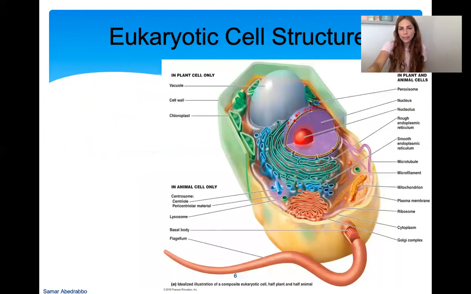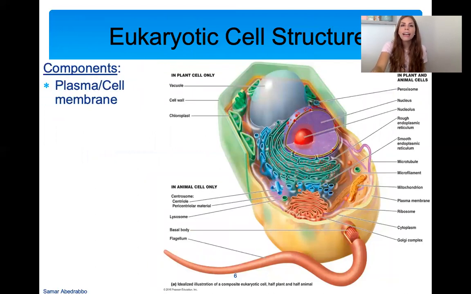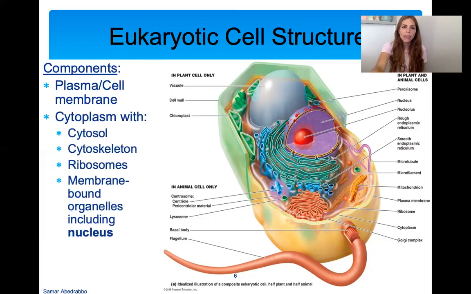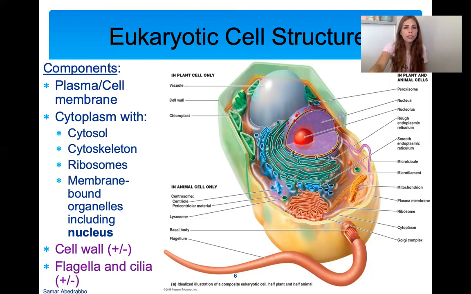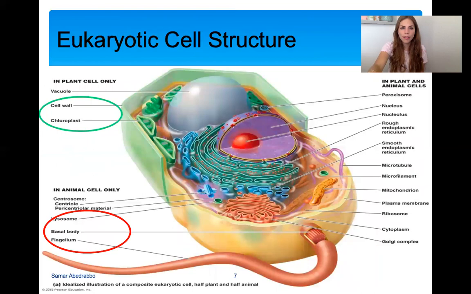Okay, now we're going to focus on eukaryotic cell structure. I'm going to talk in detail about each one, but what we're going to cover in this lecture is, again, the structure and function of the plasma or cell membrane, and then what's inside the cytoplasm. So we're going to talk about all the organelles, ribosomes, briefly about the cytoskeleton, and then the cell wall if it is present in eukaryotic cells. And then some eukaryotic cells have flagella and cilia, which we will talk about.